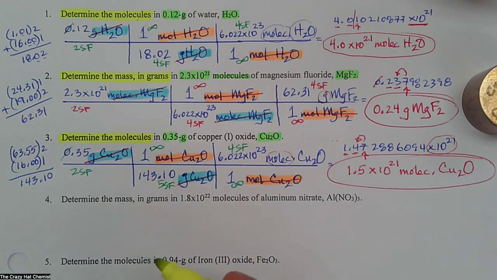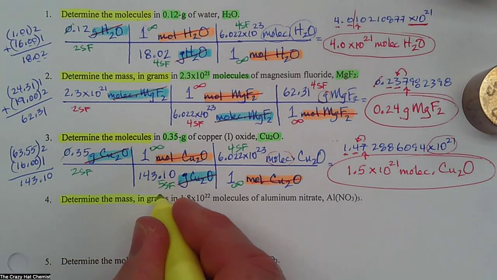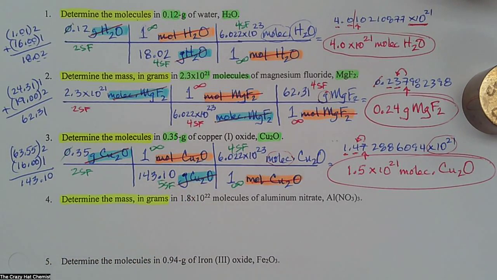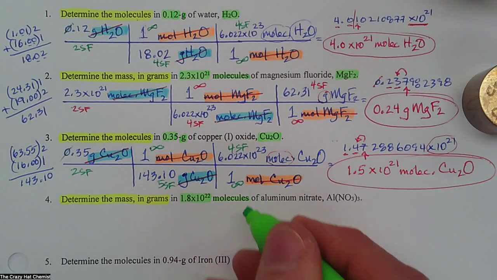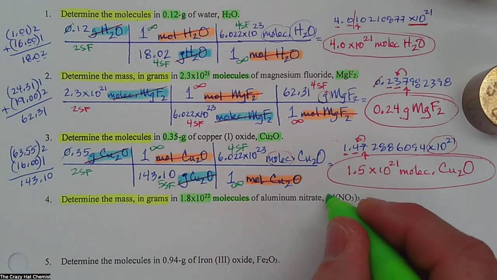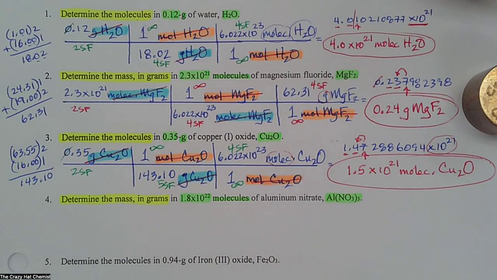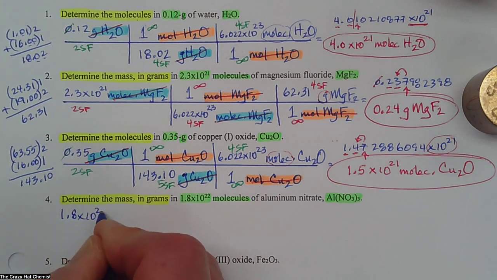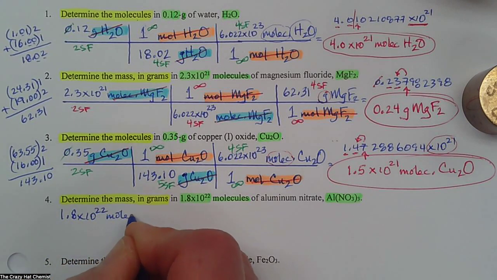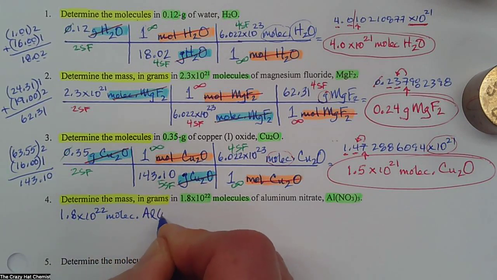Number 4, it says determine the mass in grams. And then what do we have here? Well, we have a number, and that number is 1.8 times 10 to the 22. The units are molecules. The formula is aluminum nitrate, and that is that formula, Al(NO3)3. So let's get moving on this one. We're going to start off with a number that's 1.8 times 10 to the 22 molecules of aluminum nitrate.